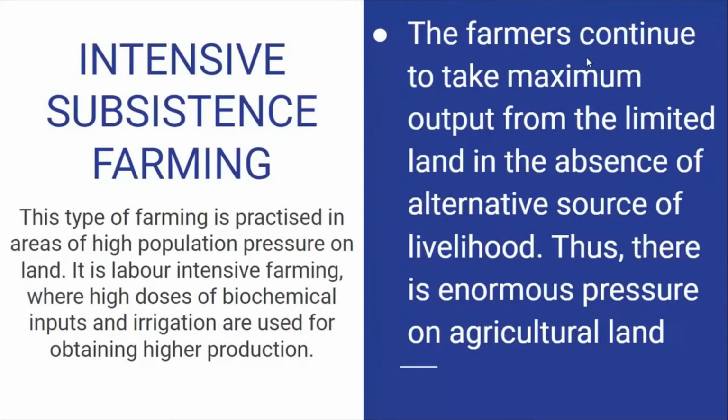Now, intensive subsistence farming. This type of farming is practiced in areas of high population pressure on land. It is a labor-intensive farming where high doses of biochemical inputs and irrigation are used for obtaining higher production. Same as primitive subsistence farming, they take a small patch of land, grow more crops, use more chemicals, and more labor works on that land, so there is enormous pressure on land. The farmers want to take maximum output from a small area of land. It creates a pressure on the land.